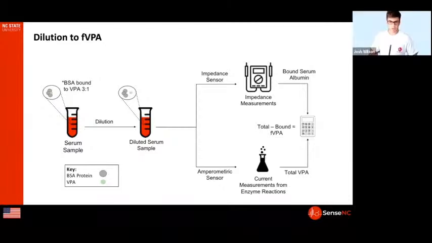The current we produce will be directly proportional to the concentration of total valproic acid from the relationship described in the Cottrell equation. We will find the bound serum albumin from the impedance of our serum by sweeping a voltage with varying frequencies across the serum. Finally, we can use both of these measurements to back calculate free VPA.